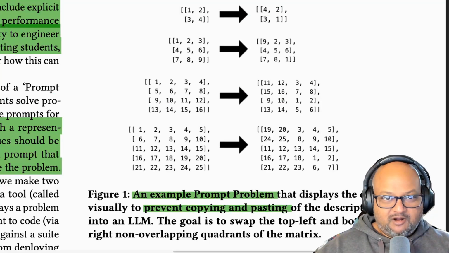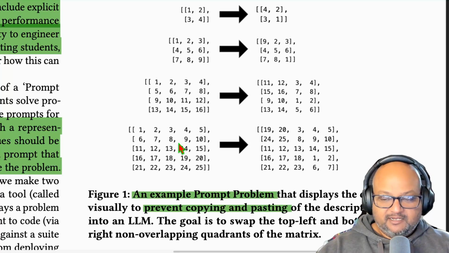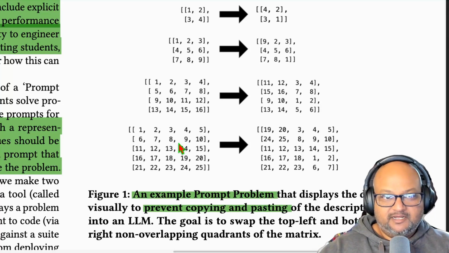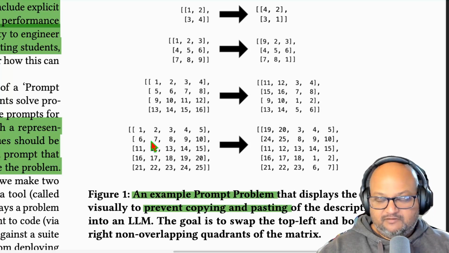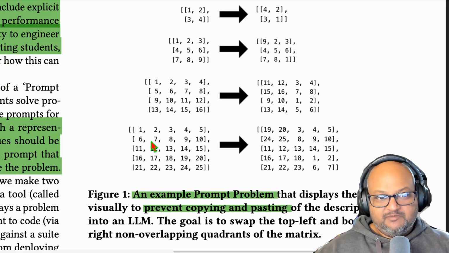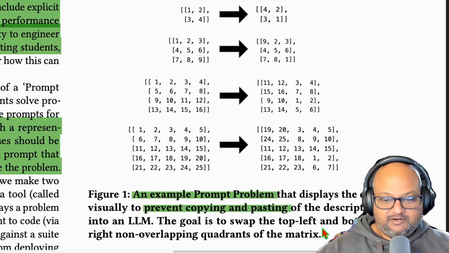All right, so how are these prompt problems formulated? They're presented as mappings of input to output. So not directly as an English language description of the problem, because then you could just take that and put that into the LLM. So here you see an example which provides several input-output pairs. And this problem has to do with swapping parts of a matrix. The student then has to understand what's happening in these input-output examples and then frame a problem statement in English language that can then be used to prompt an LLM to generate code.